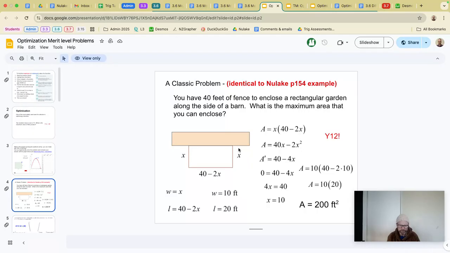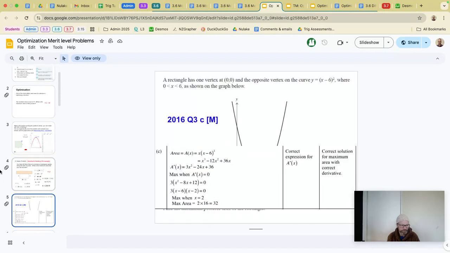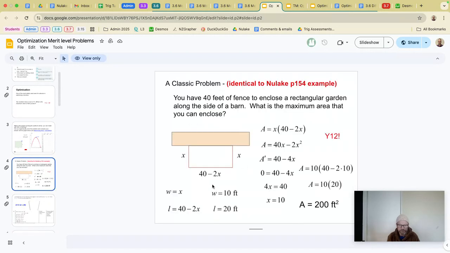X plus X and 40 minus 2X, that is equal to, slow down. Okay, the perimeter is going to be 40, and so there's your expression. Perimeter, or L, length, equals, no, length is this length thing here. Yep. So length would be the total minus 2x.